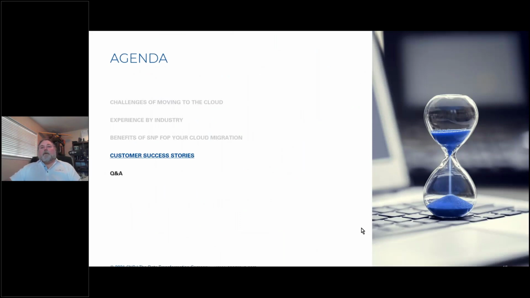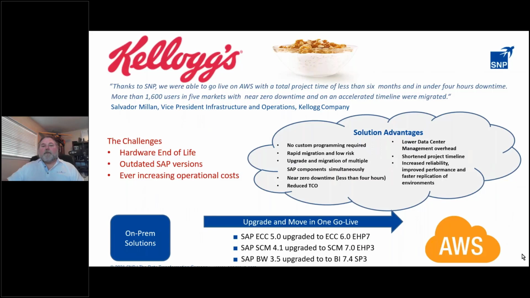Okay. Wow, the time flies. So let me get into the success stories really quick and try not to use up all of our time. So Kellogg's, I'm sure we've all heard of Kellogg's. Odds are we've all got something from Kellogg's in our pantry. But they were looking at moving to AWS, and they needed to move 1,600 users in 5 markets. They had a very strong near zero downtime requirement. And what was driving their move to the cloud was they had hardware that was end of life.